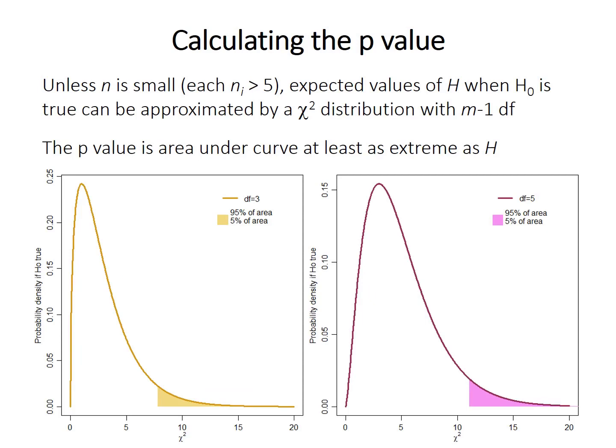Unless you have quite small sample sizes, small being like 5 or less, which is very small, the expected values for the H statistic, if the null hypothesis is true, come from a statistical distribution called the chi-squared distribution. The degrees of freedom for this distribution are the number of samples minus 1, which I've written as m minus 1. So the p-value is therefore the area under the chi-squared probability density function curve for values at least as extreme as the observed H statistic.